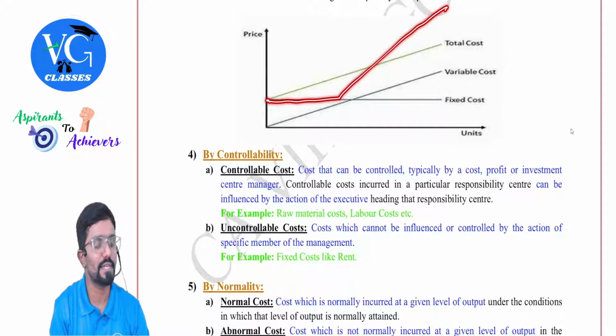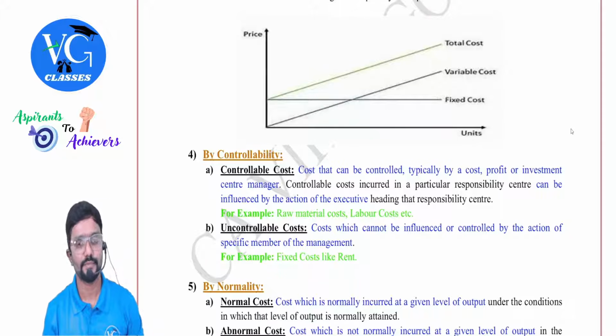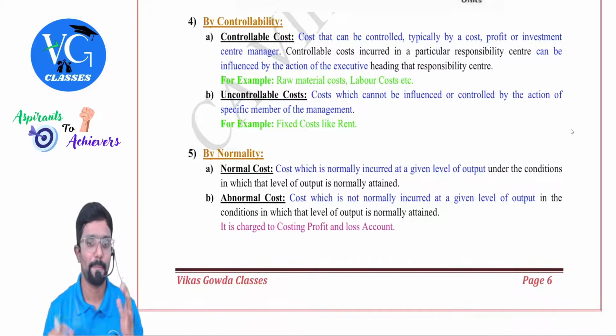It will be like this. Up to a certain point, it would be fixed. After that, it becomes variable. Clear? Yes. Next, by controllability.